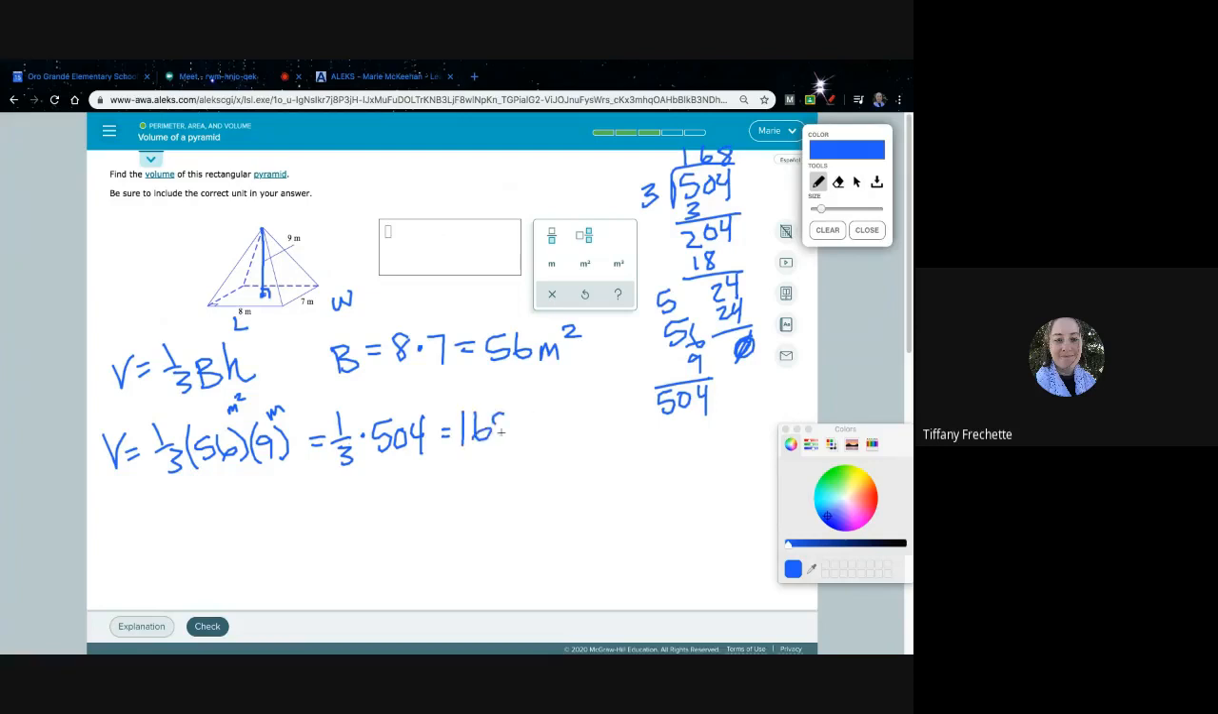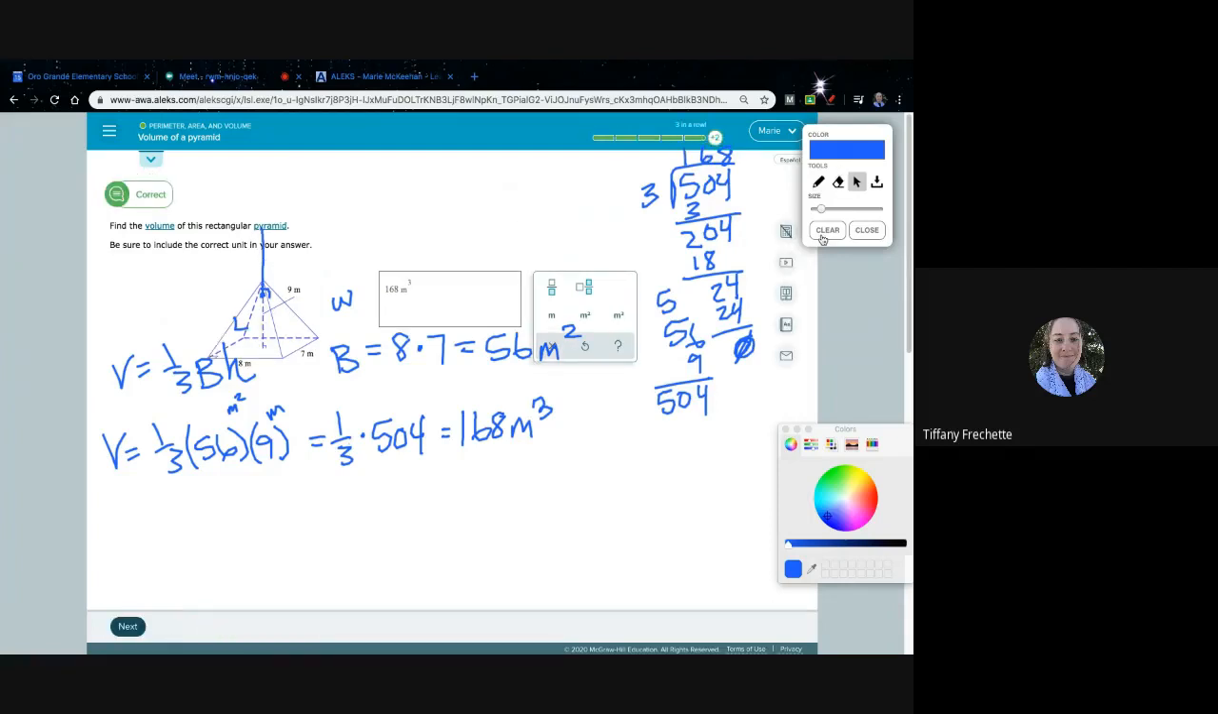So we have 168. And remember, there was meter squared. And now we have another meter. It's meters cubed. All right, so 168 meters cubed. Check. All right, we finished another one. Yay.